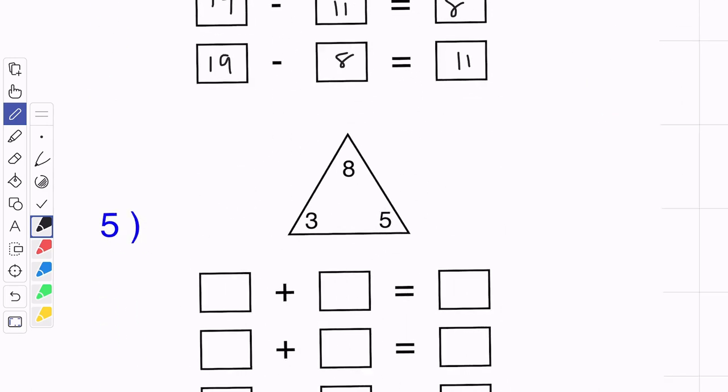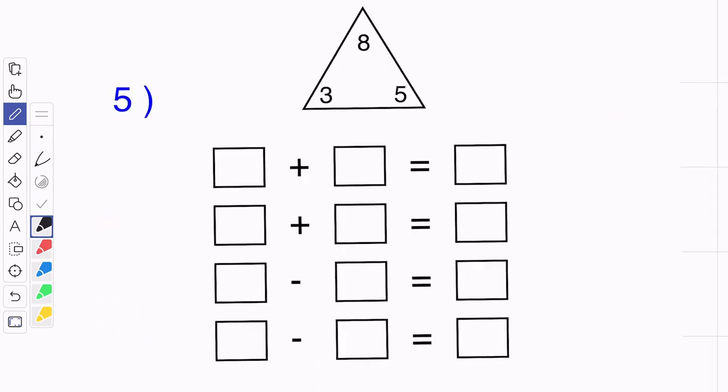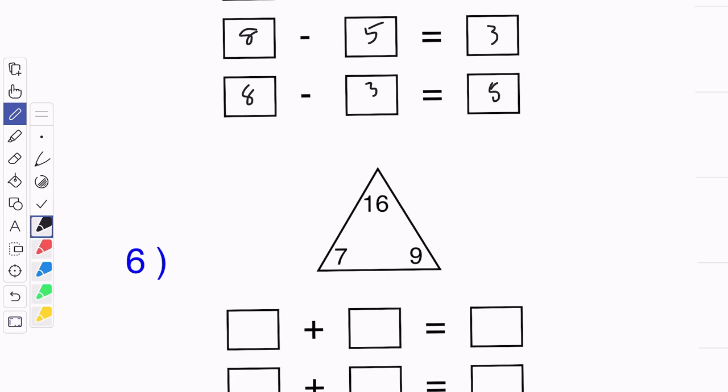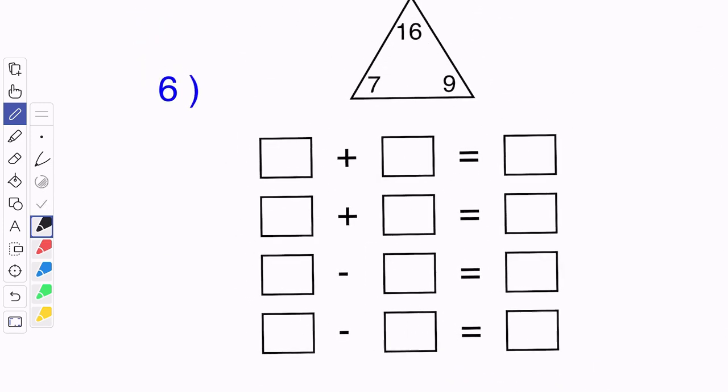Our biggest number out of 3, 5, and 8 is going to be 8, so we're going to put 8 over here for addition, 8 over here for subtraction. 5 plus 3 equals 8, 3 plus 5 equals 8, 8 minus 5 equals 3, and then 8 minus 3 equals 5. For this one, we're going to do the one out of 7, 9, and 16.